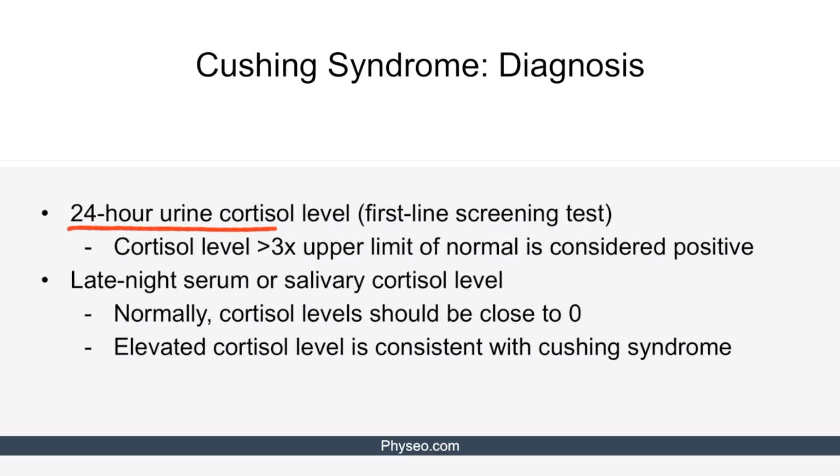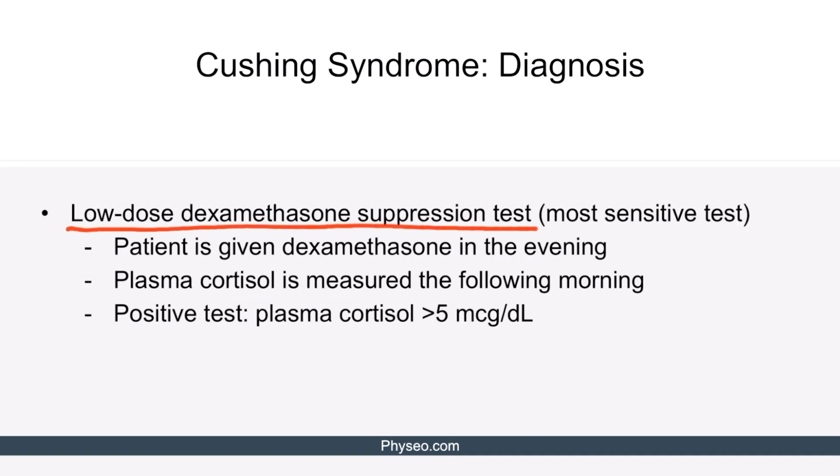A 24-hour urine cortisol level is usually the first-line screening test of choice when it comes to the workup for Cushing syndrome. This test is considered positive if the urine cortisol level is greater than 3 times the upper limit of normal. A late-night serum or salivary cortisol level is obtained to assess whether the patient has physiologic or supraphysiologic levels of cortisol at baseline. Normally, cortisol levels should be close to 0 when it's late at night. Therefore, if this test reports an elevated level of serum or salivary cortisol, it would be consistent with a diagnosis of Cushing syndrome.